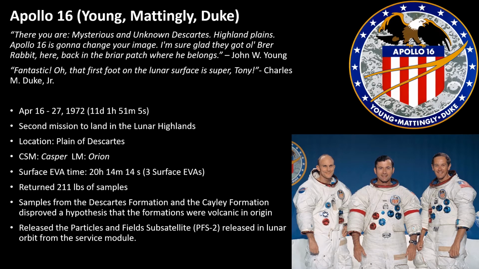Apollo 16 was the second mission to land in the lunar highlands. This mission lasted from April 16th to April 27th, 1972, and consisted of crew Commander John Young, Command Module pilot Thomas Mattingly II, and Lunar Module pilot Charles Duke Jr. The location of this mission was the plain of Descartes. The Command Service Module was named Casper, and Lunar Module Orion.